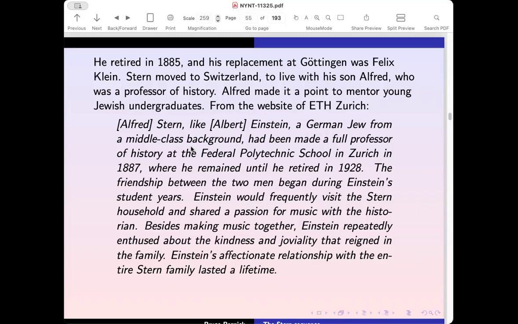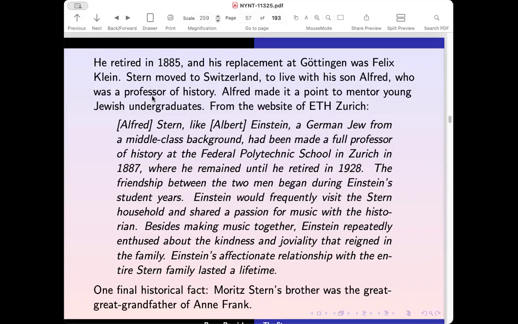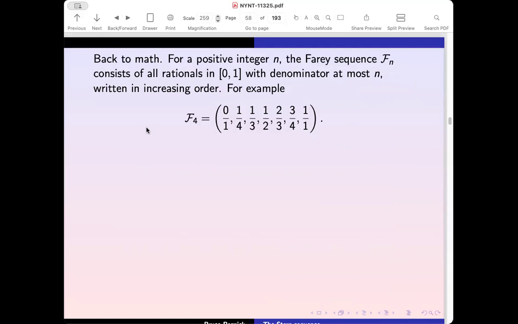And if you look at Einstein's collected letters, there are quite a few of them early on to Alfred Stern. So if nothing else, you can get from Gauss to Einstein by a father and a son, which I think is a kind of nice historical thing. And one more historical thing here. Moritz Stern's brother was the great-great-grandfather of Anne Frank. So you have quite a remarkable guy. And now I'm sure you want me to go back to the math.